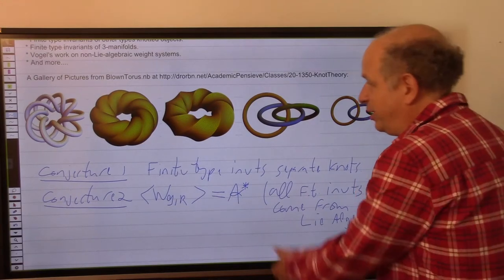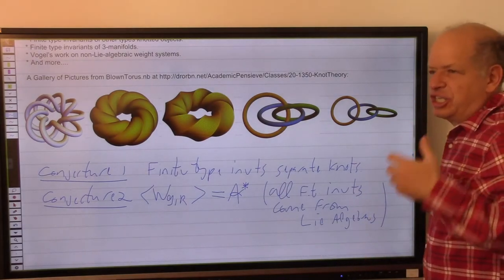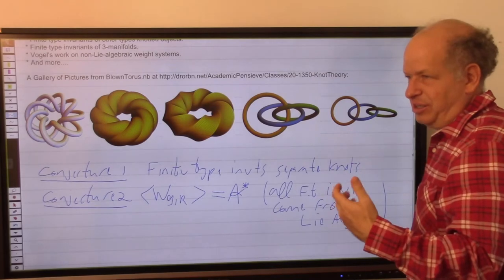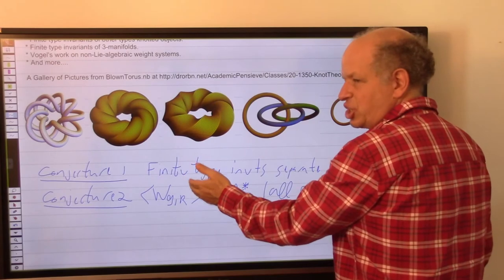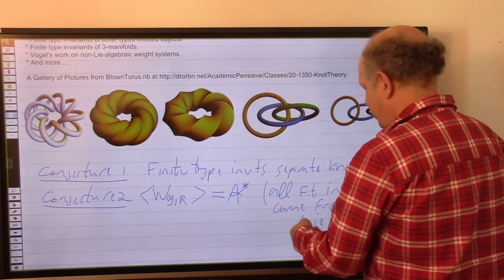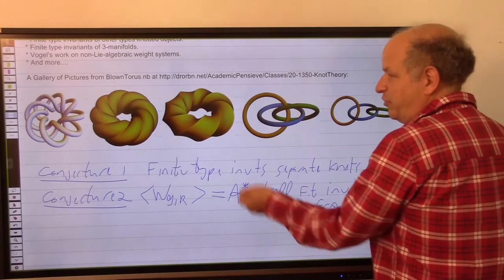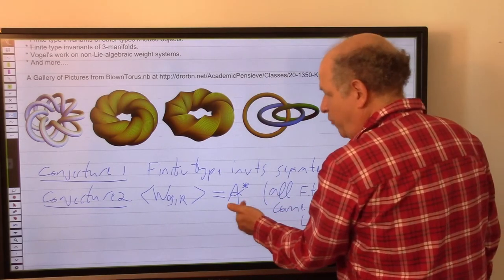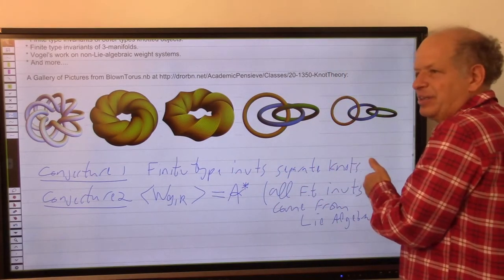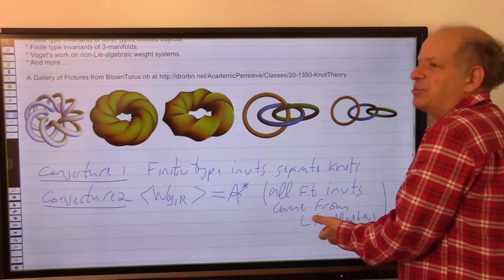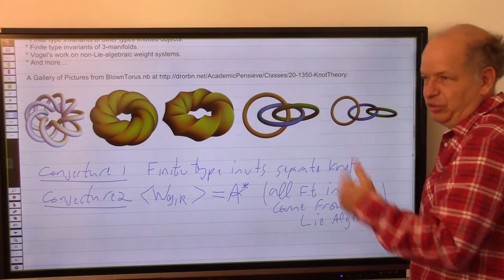Now, if the two conjectures are true, then it makes the relationship between Lie algebras and knots truly intimate. Because not only do you have an invariant for each Lie algebra and representation, but in fact these invariants are all finite type invariants, and finite type invariants separate knots. So invariants coming from Lie algebras and representations separate knots. That would be amazing if the two conjectures are true.